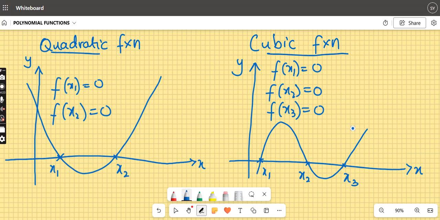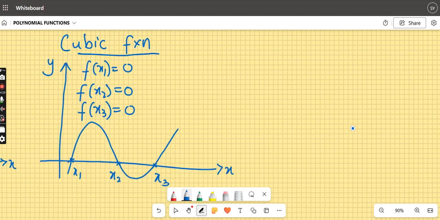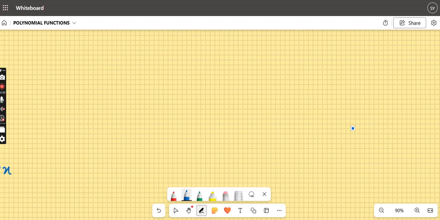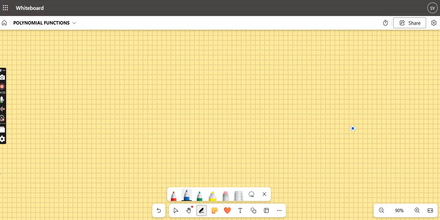Now, our objective for today is to find the zeros of a given polynomial function and factorize it completely. All right? We are using the factor theorem for this. Most of the time, we can use that and then synthetic division or long division.